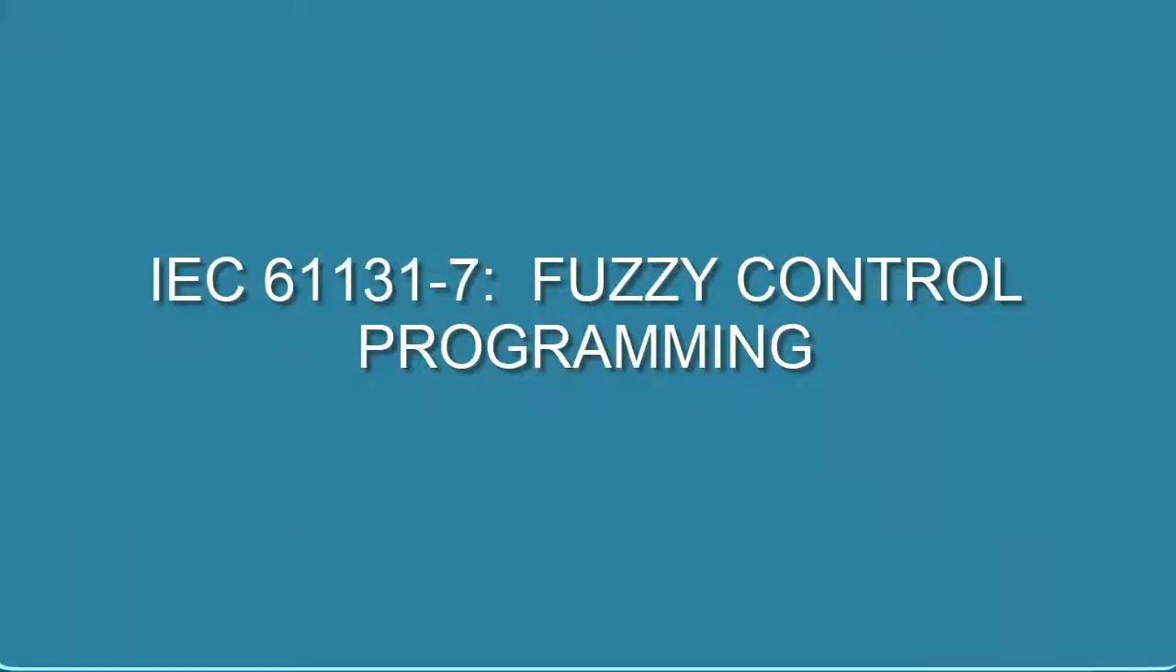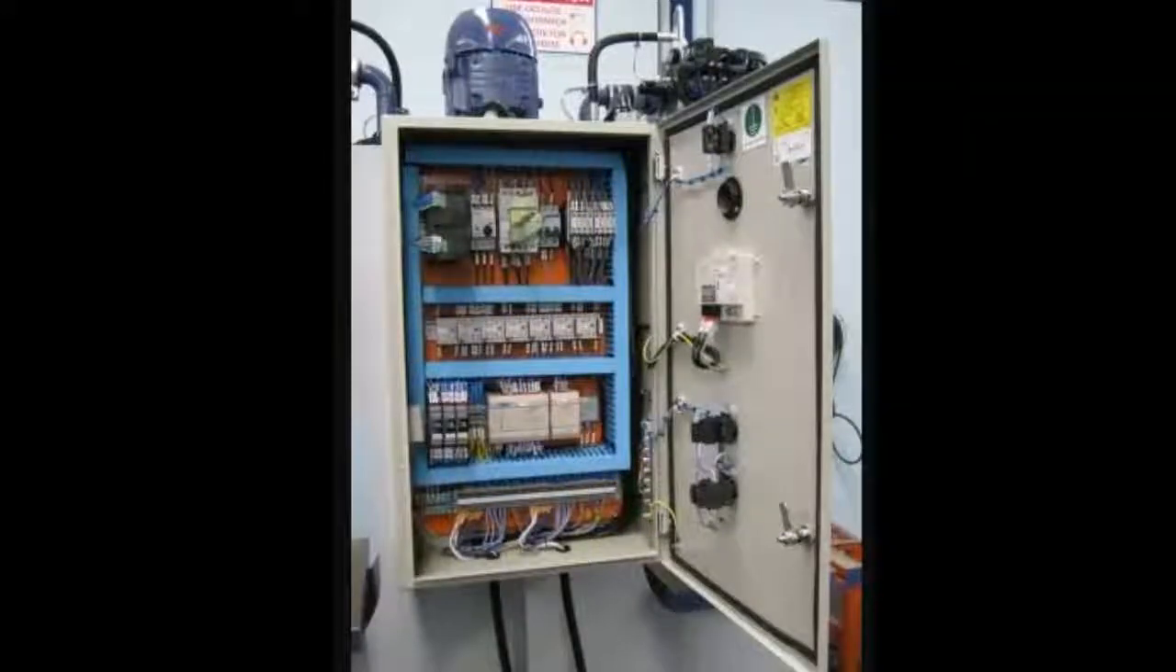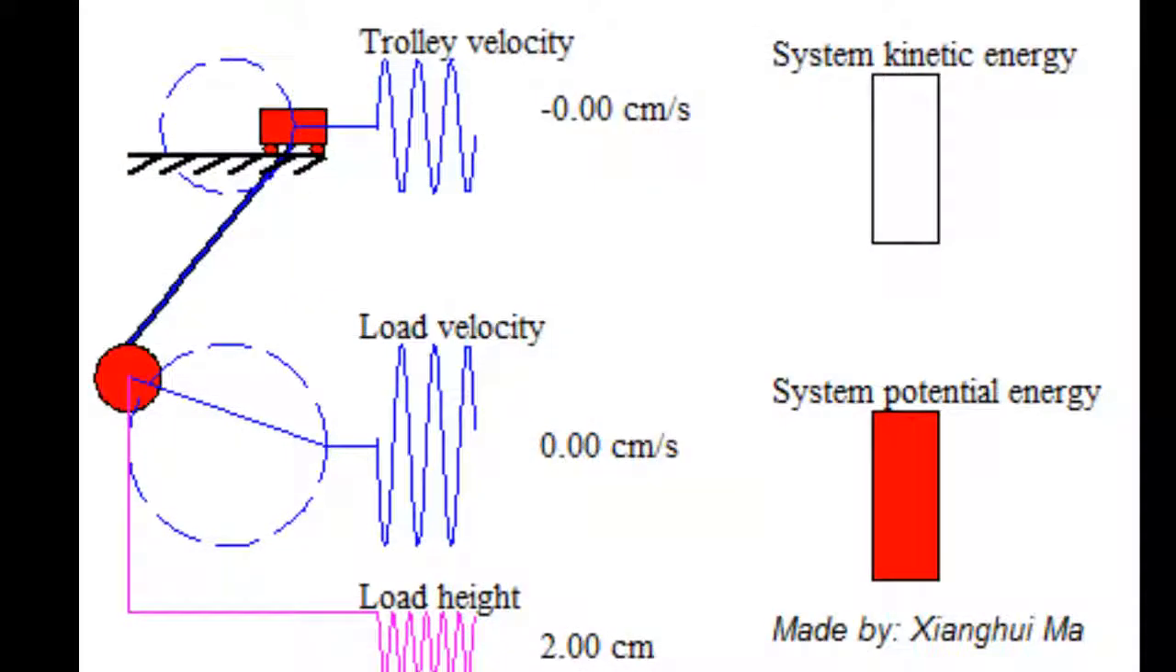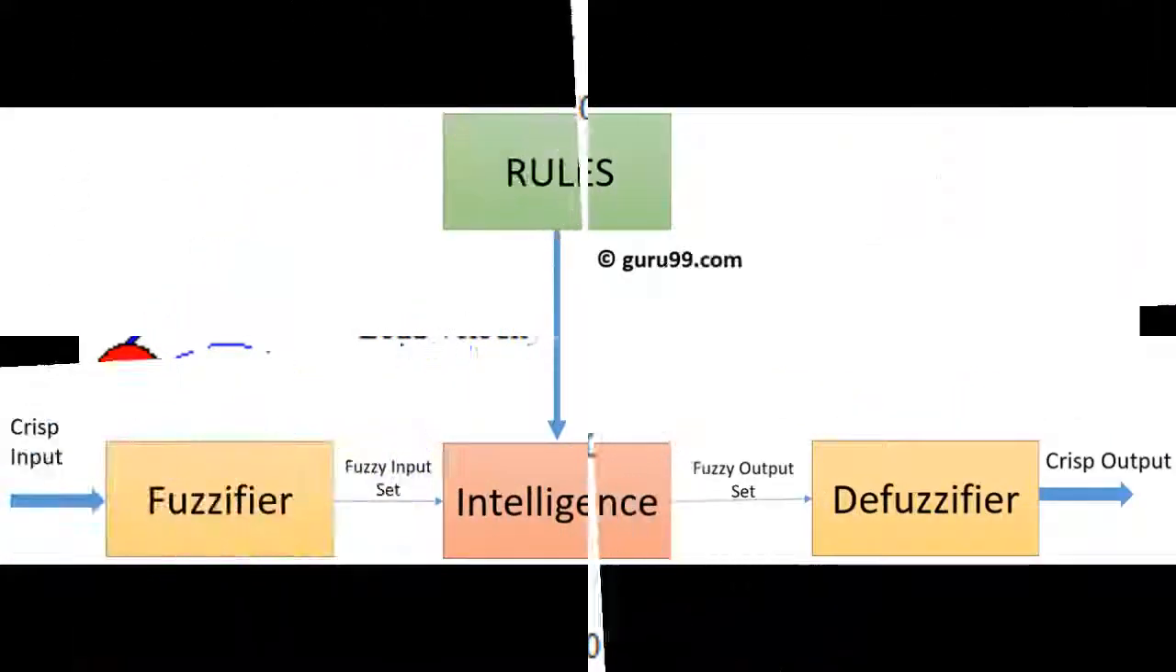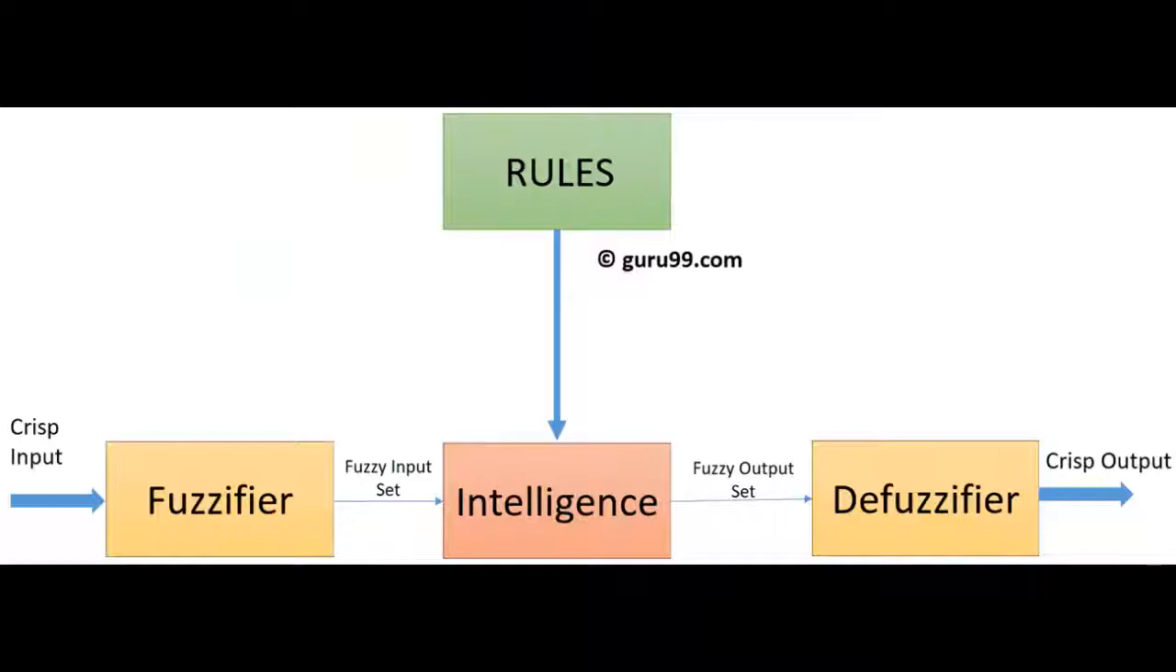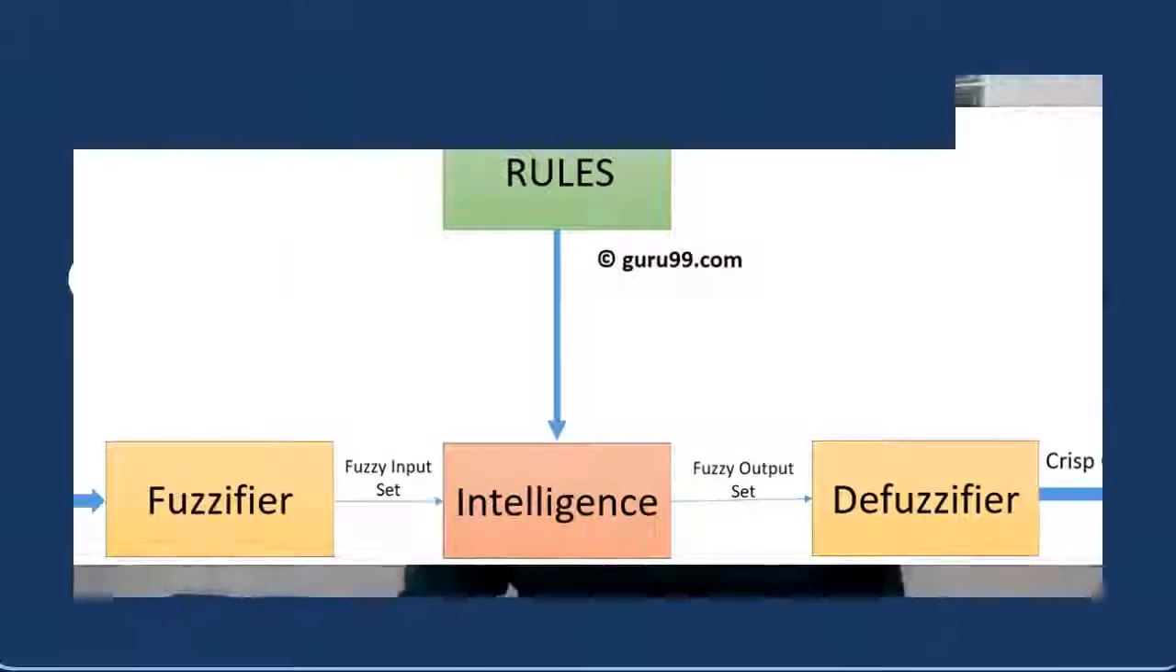IEC 61131-7, Fuzzy control programming, defines a language for the programming of fuzzy control applications used by programmable controllers. The object of this part is to offer manufacturers and users a well-defined common understanding of the basic means to integrate fuzzy control applications in the programming languages according to Part 3. The theory of fuzzy logic in the application of control is named fuzzy control.